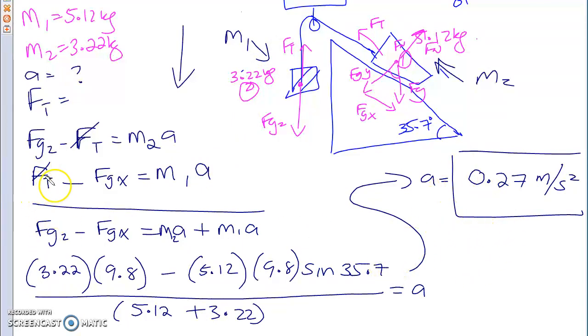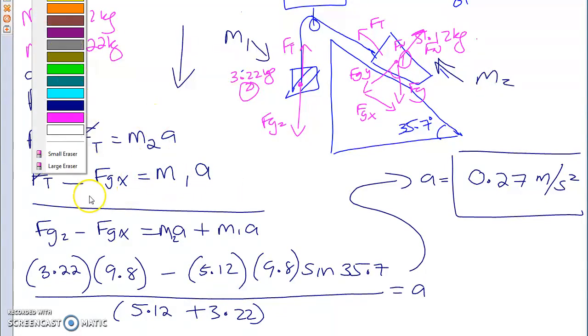So this right here is your FT minus FGX, which equals mass 1 times acceleration. So I'm going to use this to figure out my tension. And let's erase some parts of it.